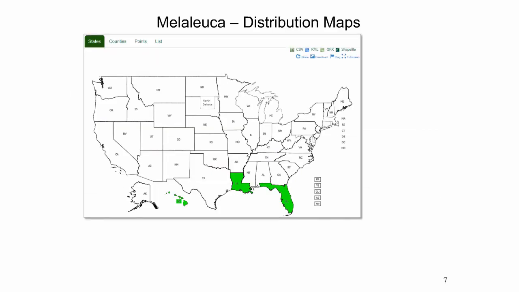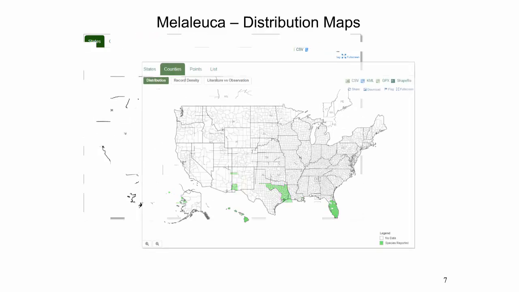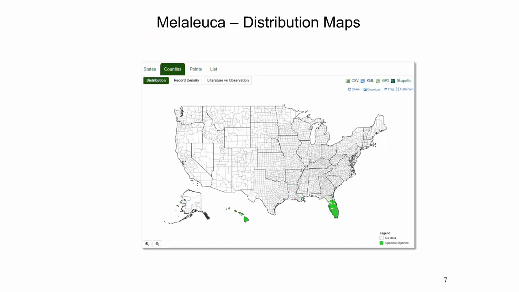The state map highlights those U.S. states where there has been at least one observation of a species. The county map provides a more refined presentation of the species distribution across the entire U.S. The map shows that Melaleuca can be primarily found in Central and South Florida, as well as Hawaii.